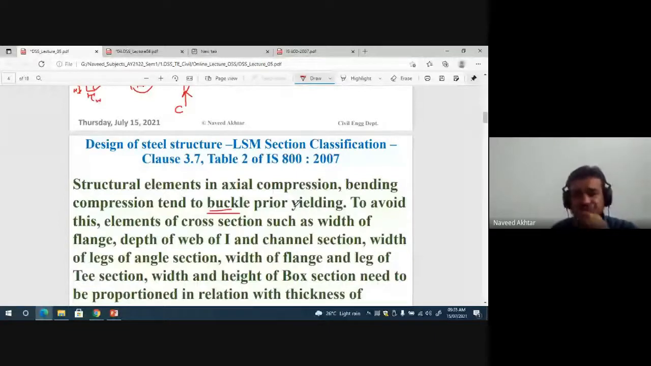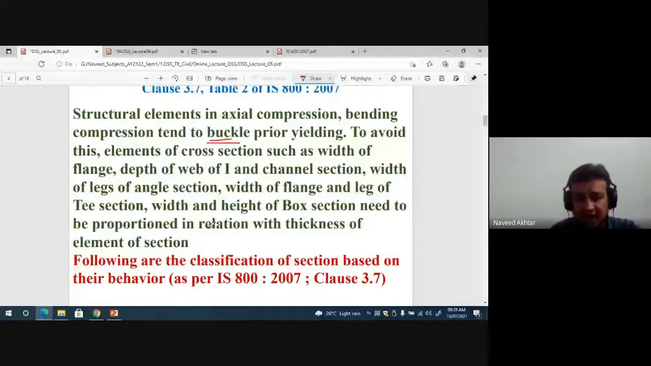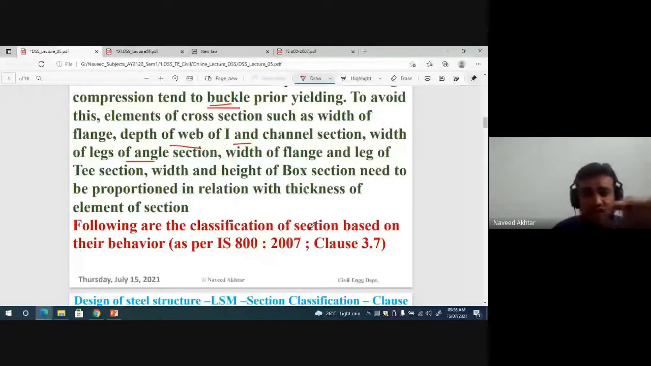To avoid this, elements of cross section such as width of flange, depth of web of I and channel sections, width of legs of angle sections, width of flange and legs of T section, width and height of box section need to be proportioned in relation with the thickness of the element of the section. So the cross section dimension of the section should be such that it will not buckle before it yields. That's why this section classification is done.